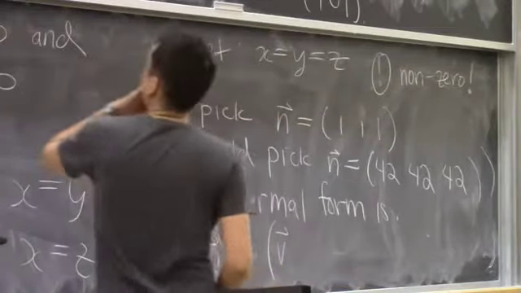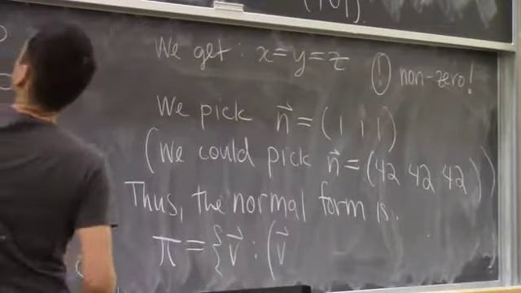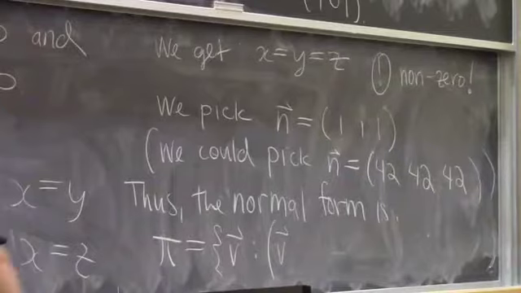So our final normal form is, okay, I erased the initial setup, but we do v minus one of the points.